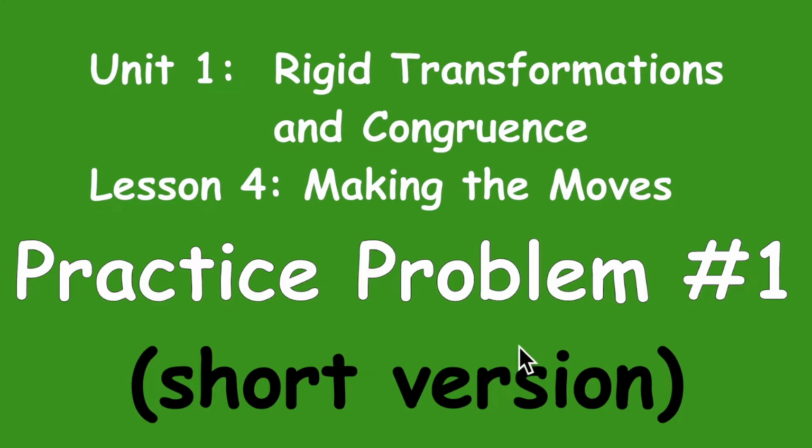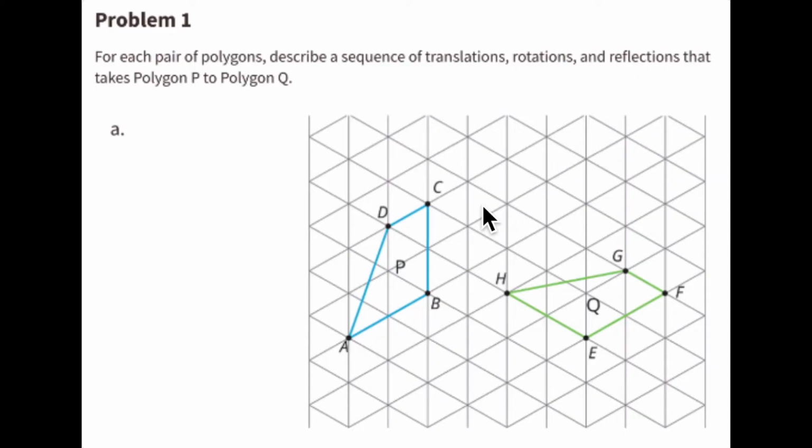This is the short version of practice problem number 1 from lesson 4, Making the Moves, and unit 1, Rigid Transformations and Congruence. So there are 3 parts to problem number 1. Each shows a sequence of transformations.